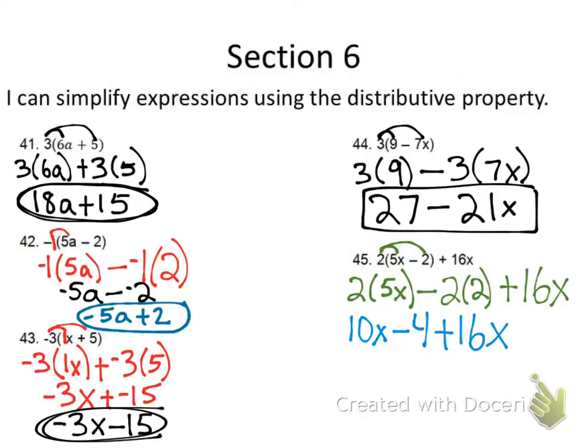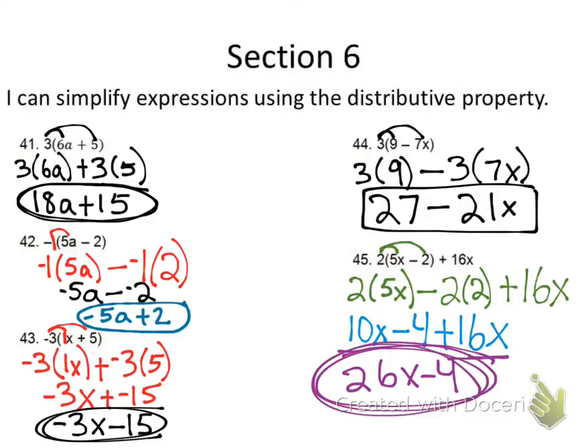If there's something that you know how to do, just because the directions didn't say combine like terms, doesn't mean you can just forget that you know how to combine like terms, okay? Do it as much as you can. Simplify as much as you can. So what should this look like? 26x minus 4. Very good. An echo of correct answers.